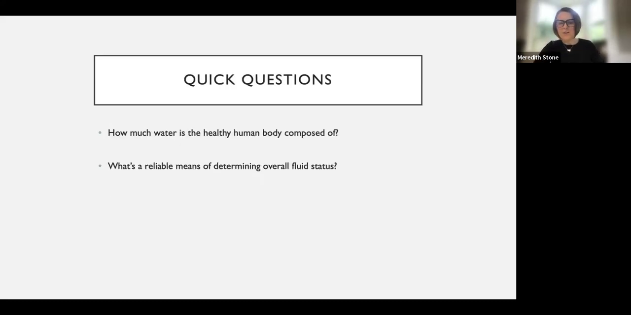All right. So for your questions, how much water is a healthy human body composed of? I wish I had you here to answer me, but the answer is around 60% in adults, okay? So a huge amount of the body is composed of water. And the second question is, what is a reliable means of determining overall fluid status? I know you guys are so smart, and I know you're going to come up with the right answer, but the daily weight is the most accurate, right? And we know this, I taught you guys CHF, right? And that is why we teach our patients daily weights, right? Because that is going to help us with overall fluid status.